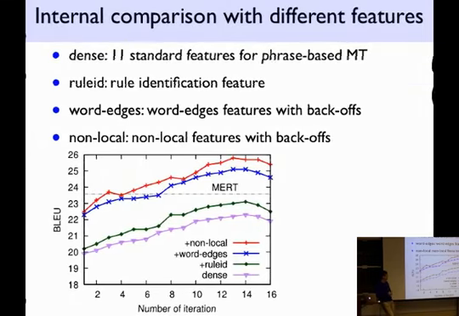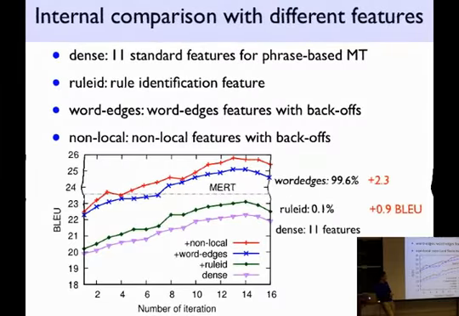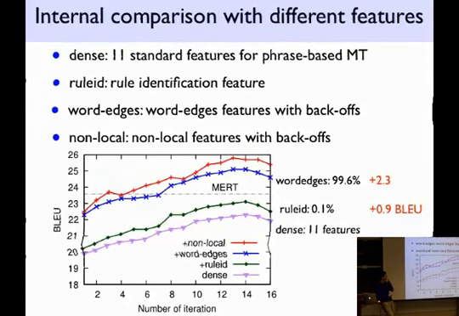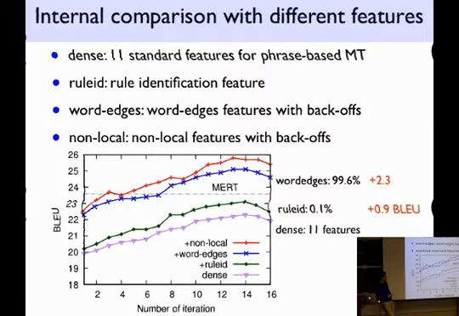If you add sparse features like rule ID, it improves, but still worse than MERT. The only time it improves better than MERT is when you add tons of word edges features. It turns out that the word edges features are the vast majority of our feature set, more than 99%. And that offers more than 2 points improvement over the rule ID. Rule ID doesn't have too much.